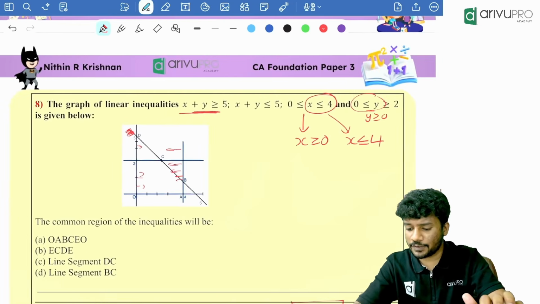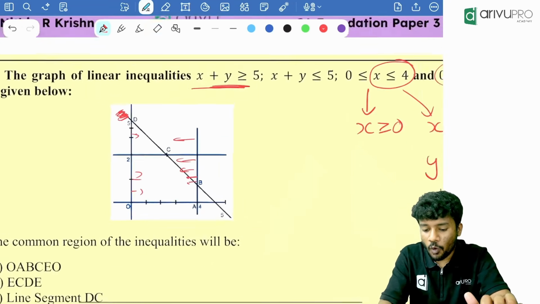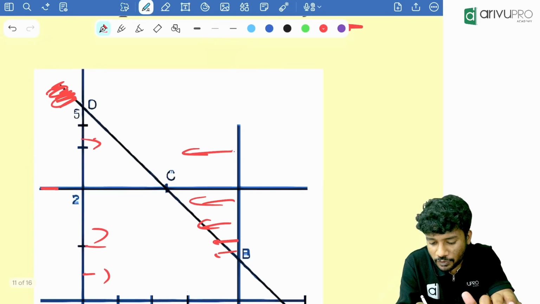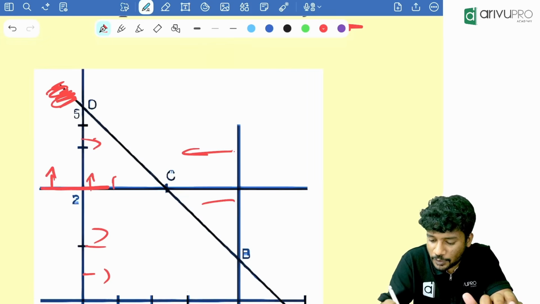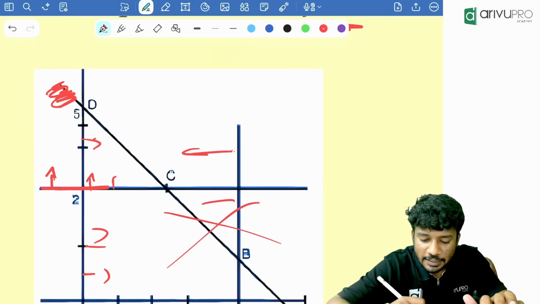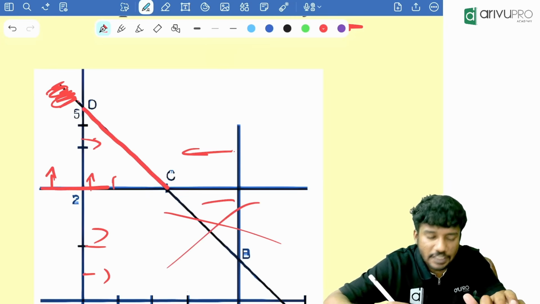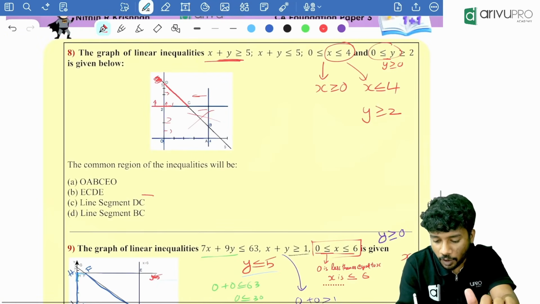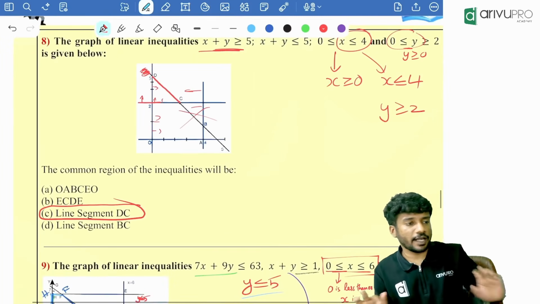Then what else is given in the question, people? Y is greater than or equal to 2. Y is greater than or equal to 2 means what, people? 2 is over here. That means it should be above this common area, so this area is also not included. Then what is the common area? This line segment DC is the only common area. Which option is the answer, people? Option C, line segment DC is your answer.